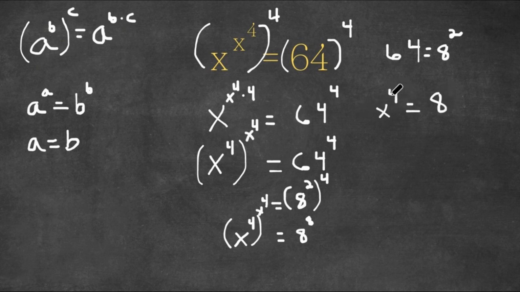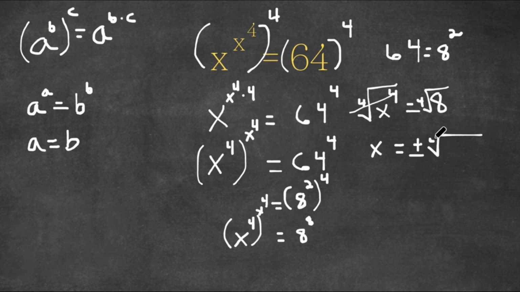Now we want to cancel this fourth power here, so we're going to take the fourth root on both sides. Now these two would cancel out, so on our left side we would have x, and on our right side we would have equals positive or negative, remember it's plus or minus, the fourth root of 8. And this is our answer.